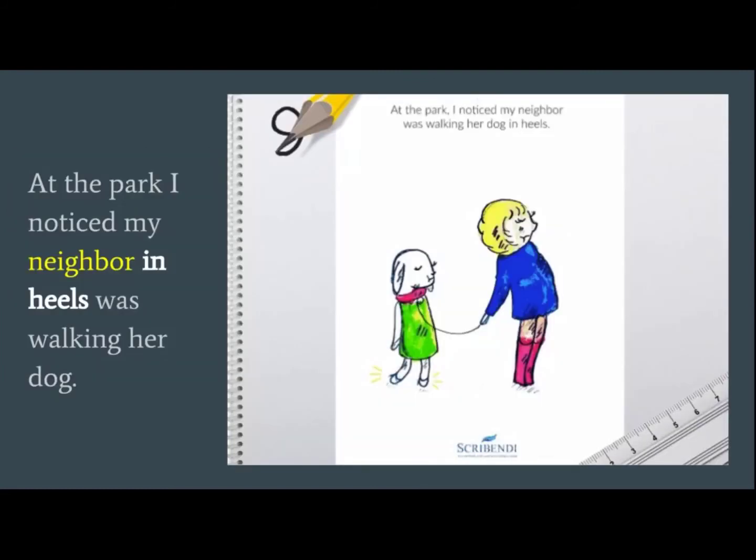Take a look at this picture. This picture fits the sentence: At the park, I noticed my neighbor walking her dog in heels. In heels seems to be in the wrong place. If we rewrote the sentence so that the word neighbor is next to in heels, it makes more sense. At the park, I noticed my neighbor in heels was walking her dog.